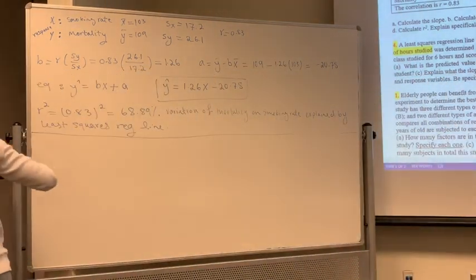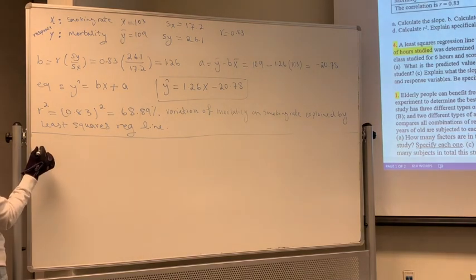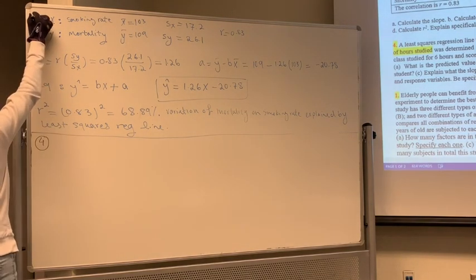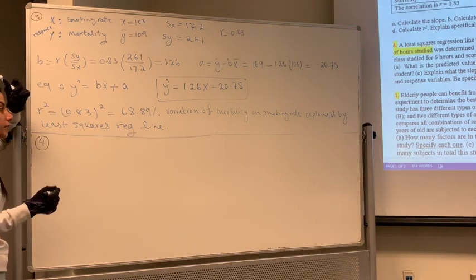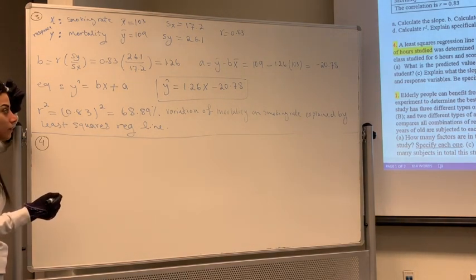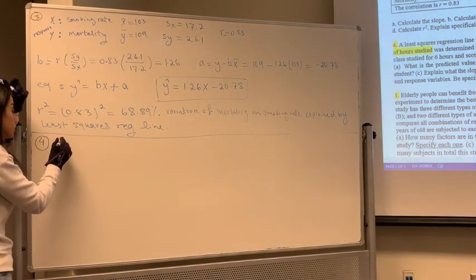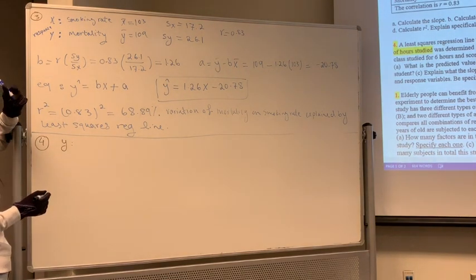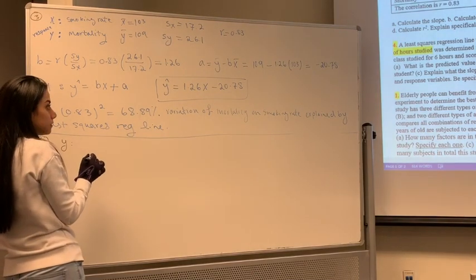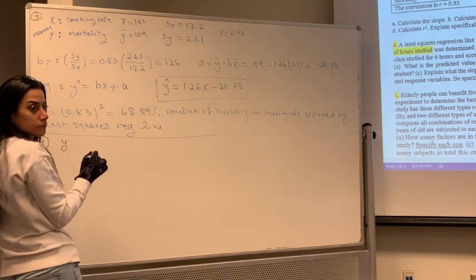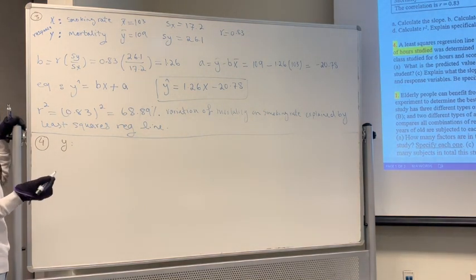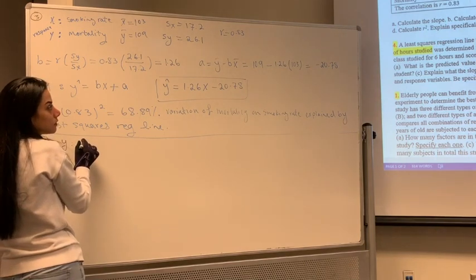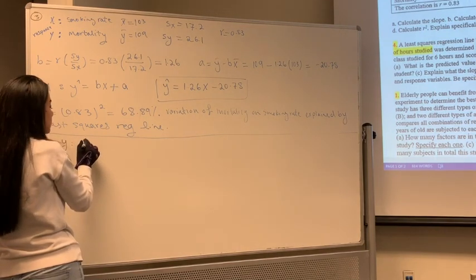So the next question says, this is question number 4, this is question number 3. It says a least squares regression line to predict a student's Stat 145 test score from the number of hours studied. Okay, so this is really easy. What is the response variable? All of you. Exam score, correct? It says test score.